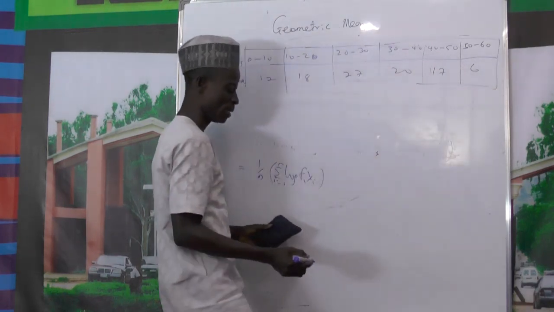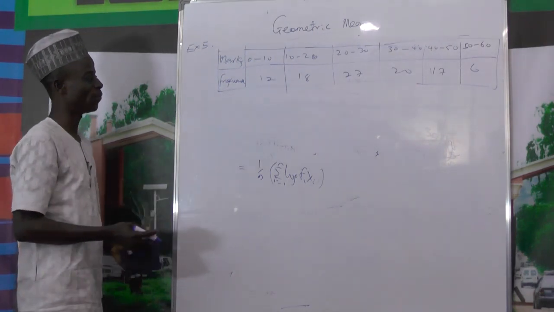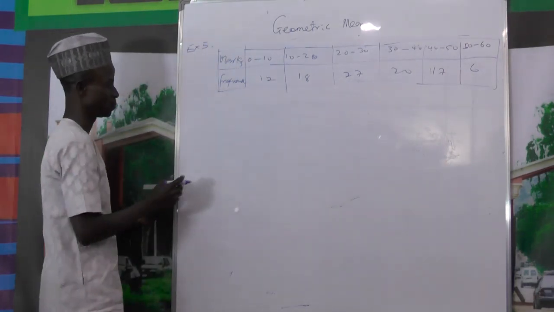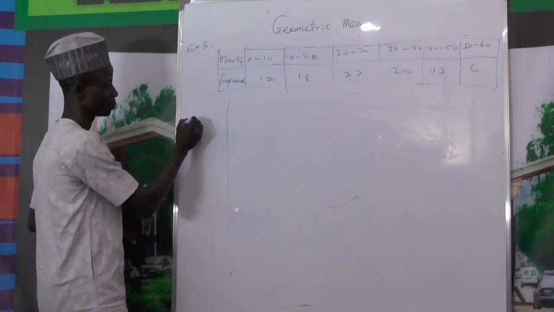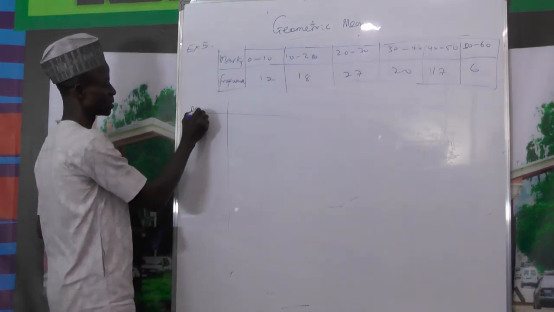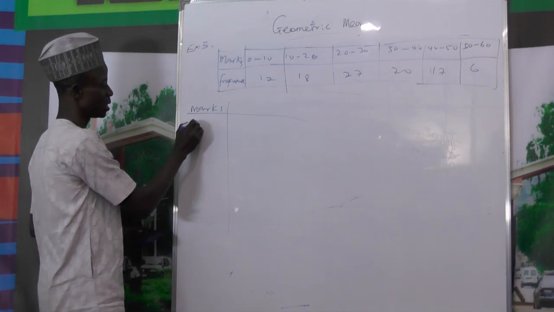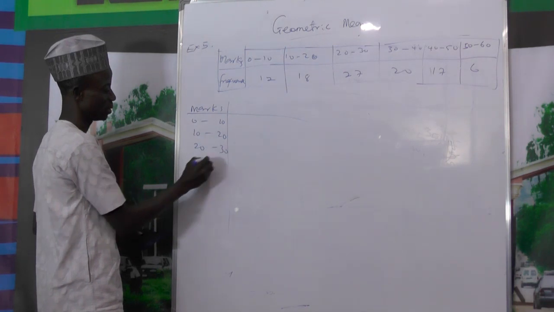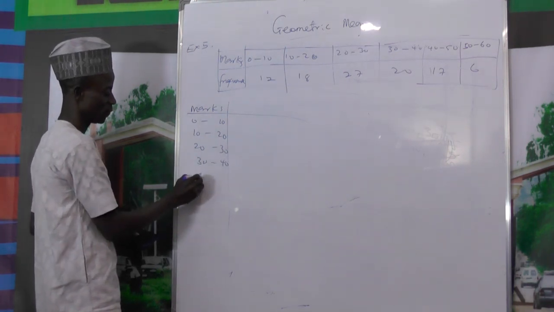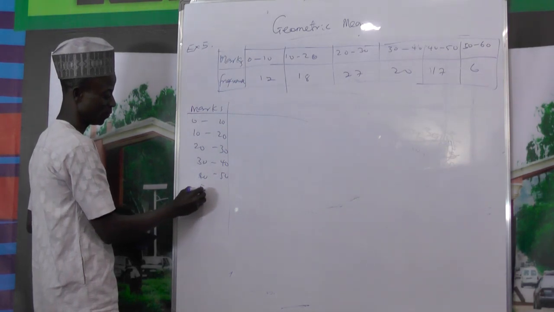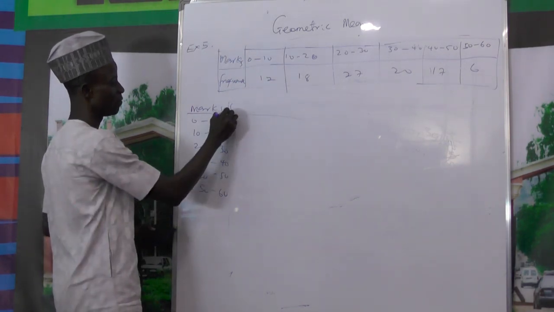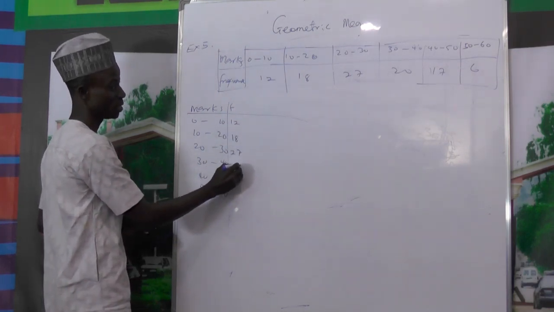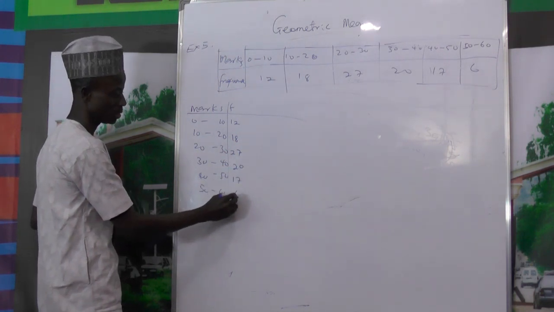So now to obtain the geometric mean for this, what we first do is that we rearrange this. So we are having our table, we are having the marks, which is 0 to 10, 10 to 20, 20 to 30, 30 to 40, 40 to 50, then 50 to 60. Then we are having the frequency 12, 18, 27, 20, 17, and 6.